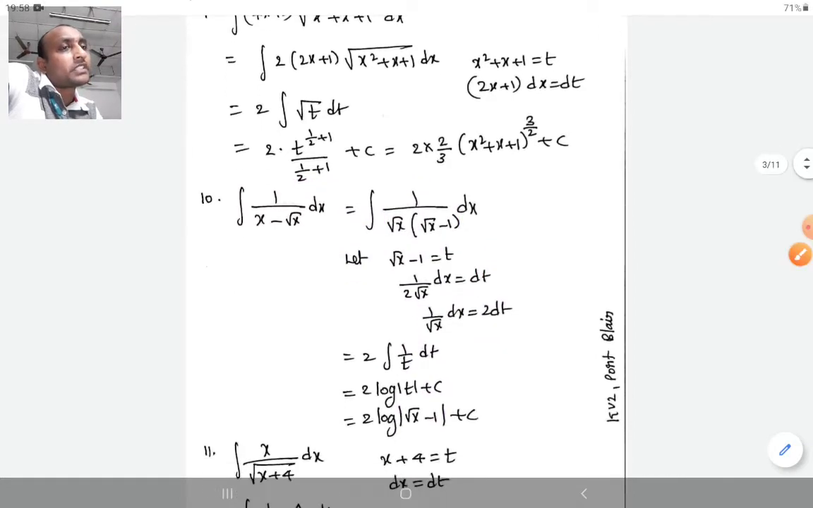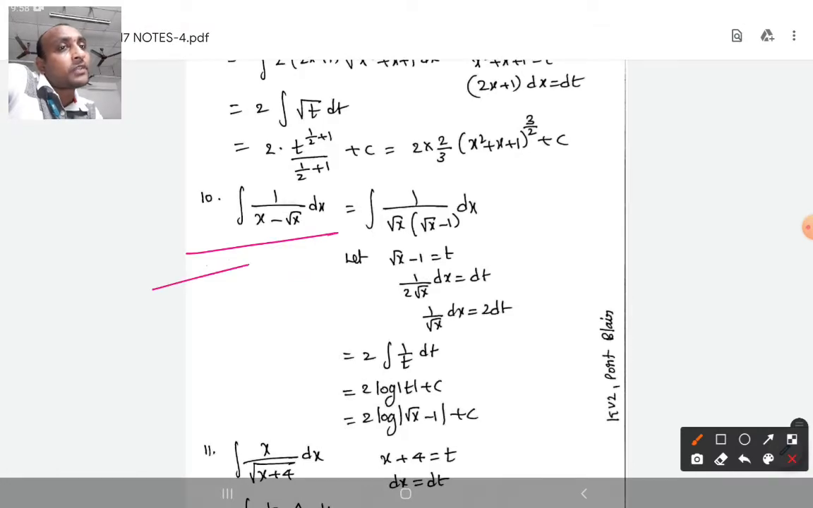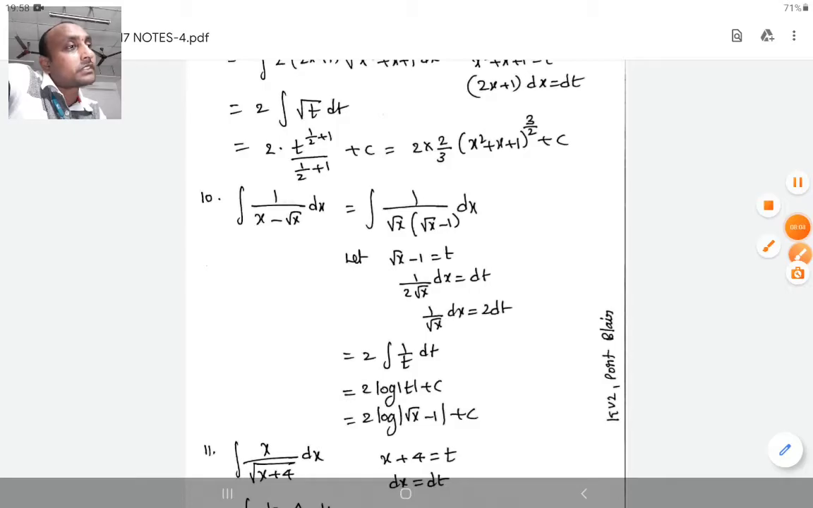So check it properly, because such kinds of questions are very important. The questions which need to be simplified, after simplification substitution, after substitution the question is done, right? So this kind of questions are very important. Try to remember. Yes, then the 11th question.